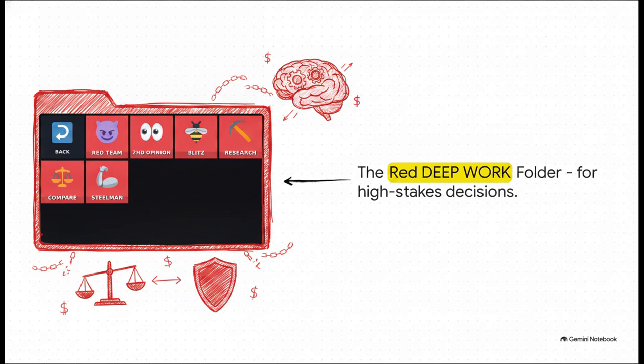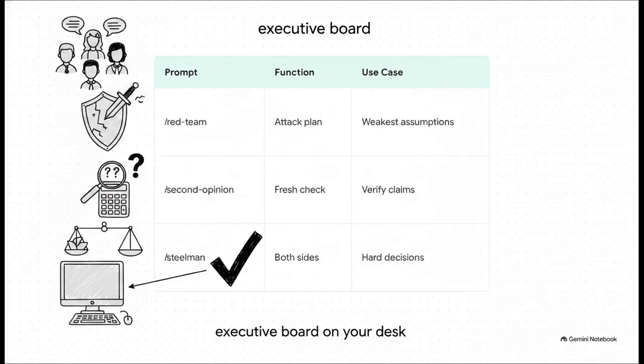Conversely, when you are hyper-focused, but you need maximum rigor for decisions that could cost you serious money or reputation, that's when you open the red deep work folder. This is basically your quality assurance machine. These adversarial hacks are genuinely fascinating. You press /red team to force the AI to actively attack your plans, like a smart rival, just to find your weakest assumptions. You use /second opinion to spawn a totally independent check on the AI's own math. Or you use /steelman to build the strongest possible case for 2 opposing viewpoints before you pull the trigger on a hard decision. It's like having an entire executive board sitting right there on your desk.